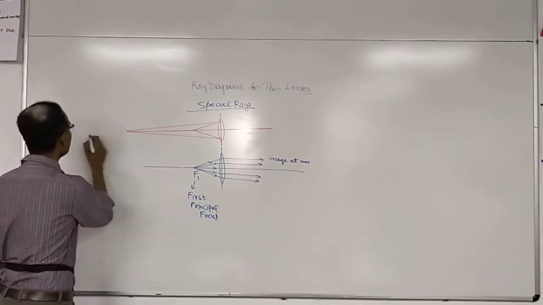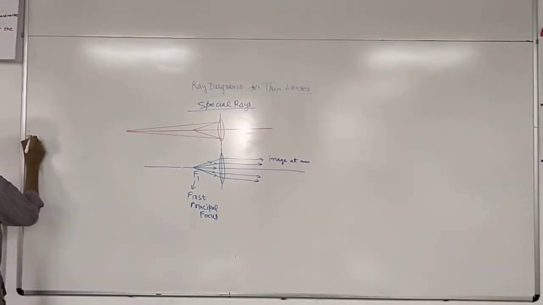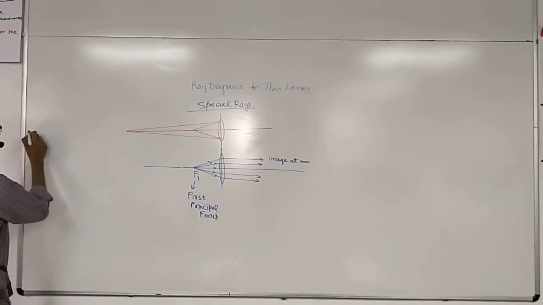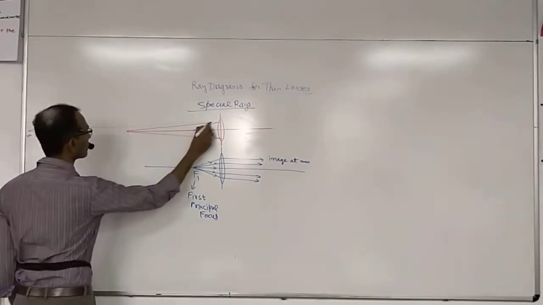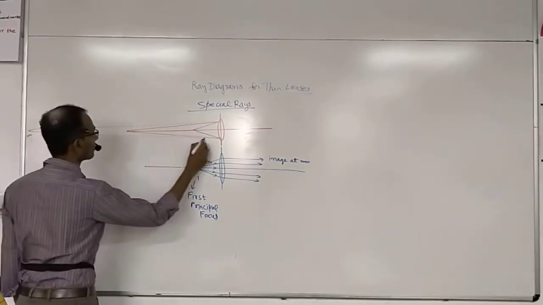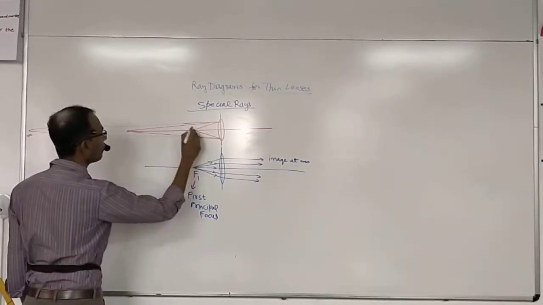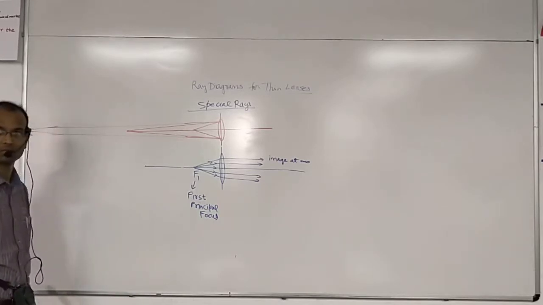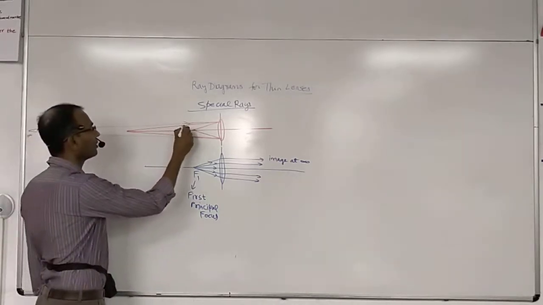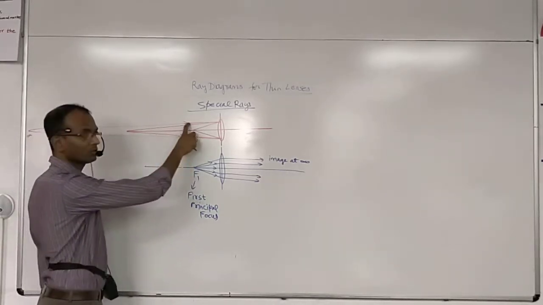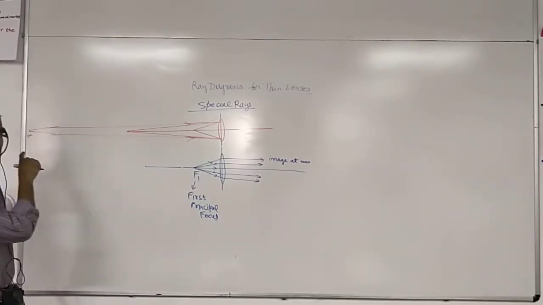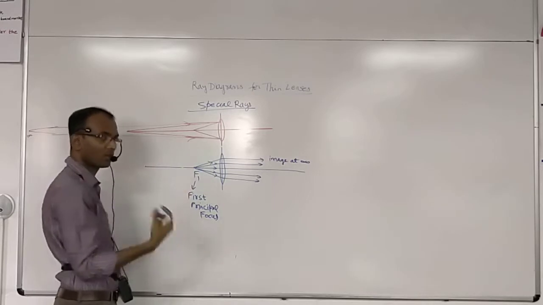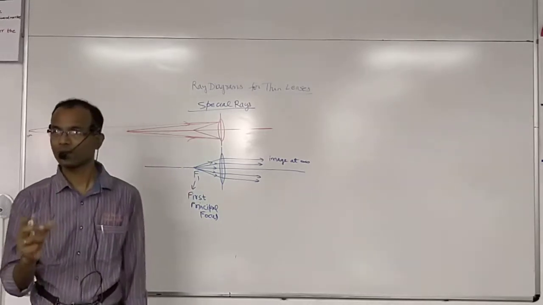So if this object goes to infinity, far away, by the time the light rays come, you see here, these two are almost parallel. You see that? This ray and this ray are almost parallel. So if they go to infinity, by the time they reach the lens, they will appear to be parallel. Do you understand this concept?